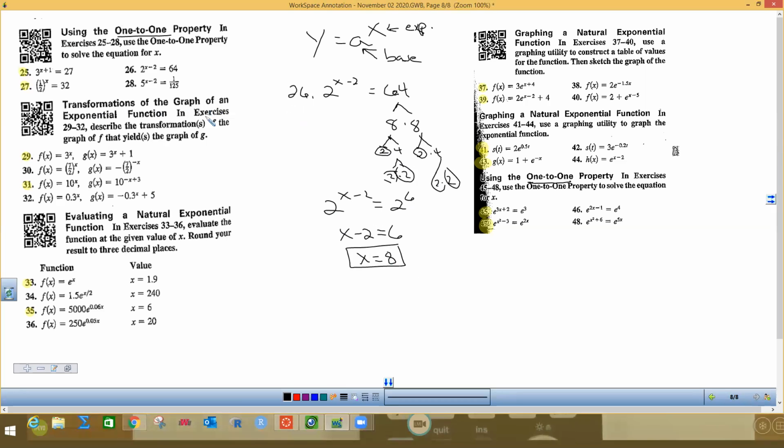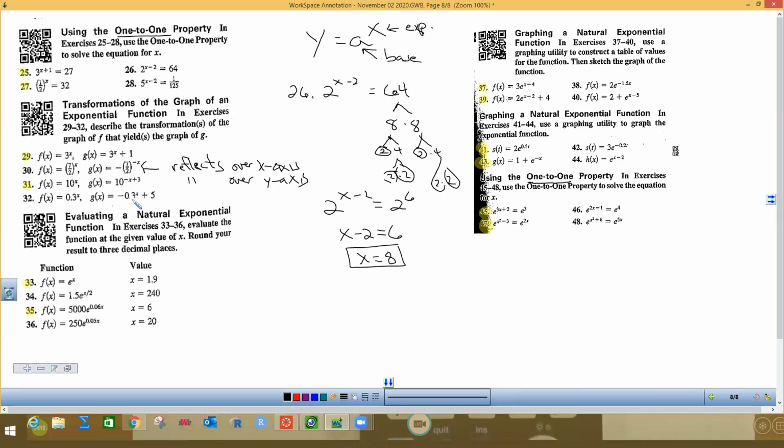Okay, this next part wants transformations, and these are just like the transformations we did before. I'm going to do this one right here. So what's changed from this to this is there's a negative in front of the parentheses, in front of the number, the base. So if you remember, that reflects across the x-axis, across or over. I'm going to say over because it's less writing. And then there's a negative in front of the x, and that reflects across or over the y-axis.